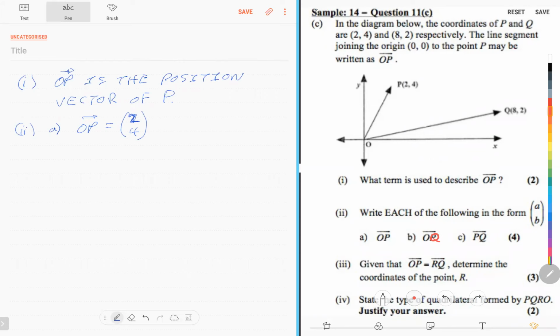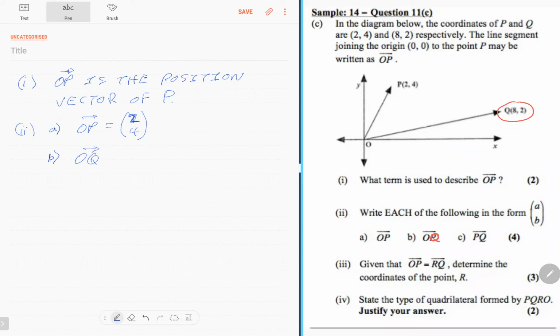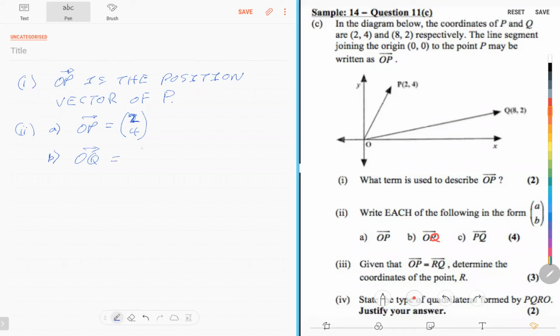And then we need the vector OQ, right? So part B wants a vector OQ. And so since Q has coordinates 8, 2, then the position vector of Q will also have the values 8, 2 in a column vector format. And so it is 8, 2.